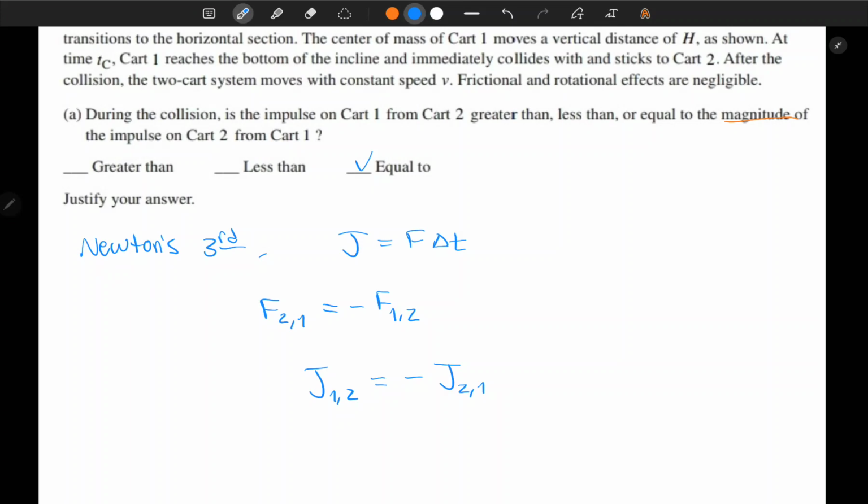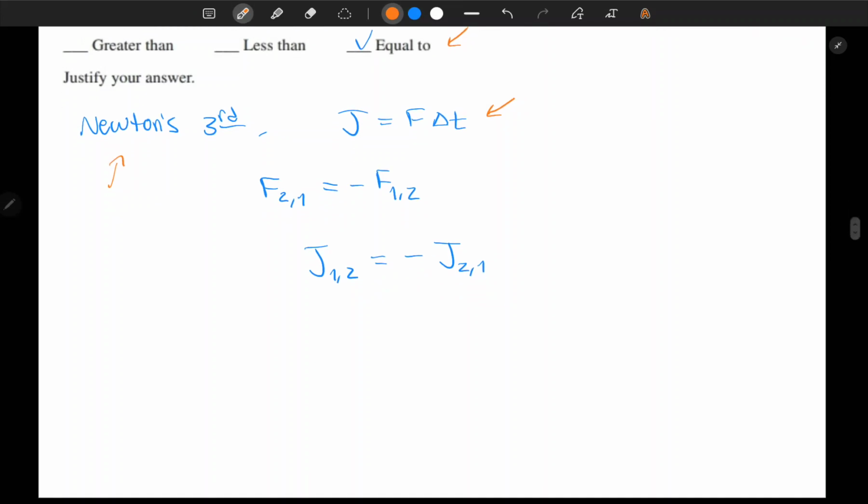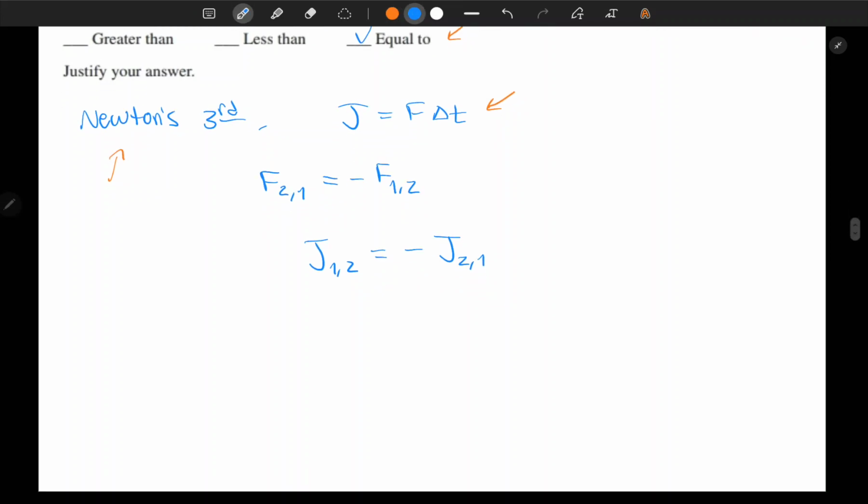So students here get 1 point for saying the correct answer, that the two impulses are equal to each other in magnitude. And students get 1 point for the correct justification. That is, pointing out that the impulse is proportional to the force and that Newton's third law comes in handy here.